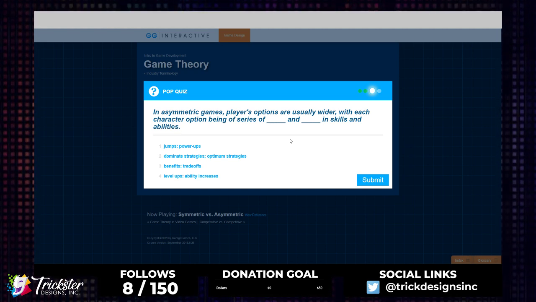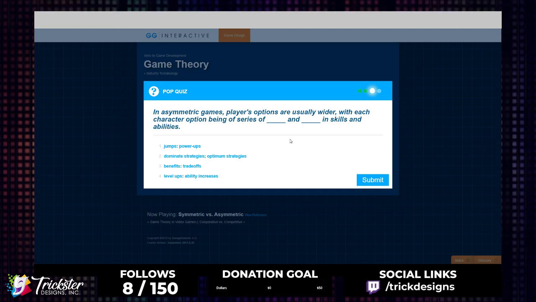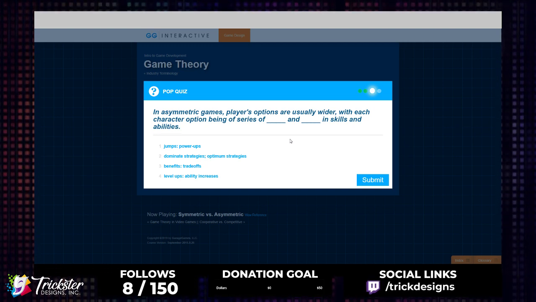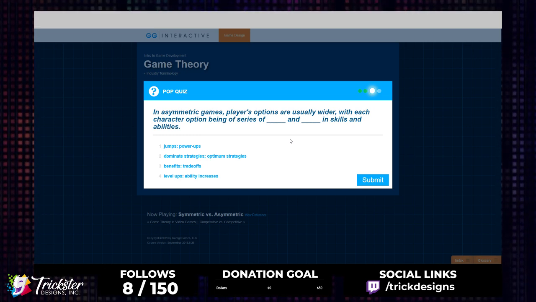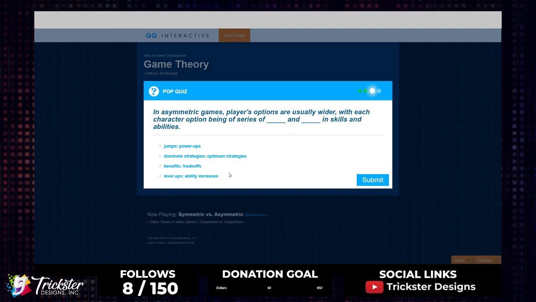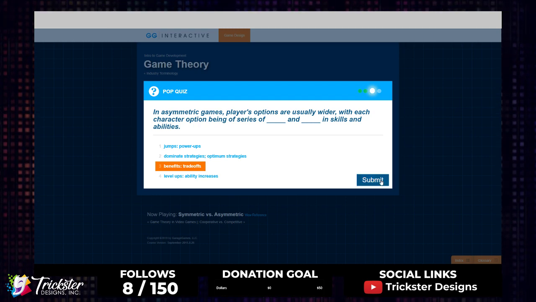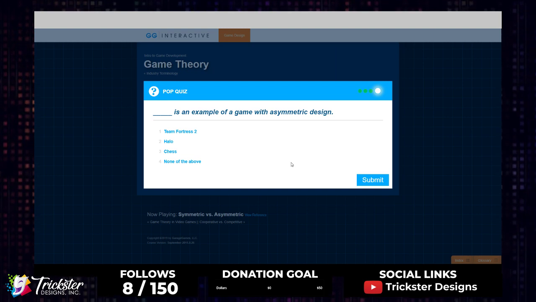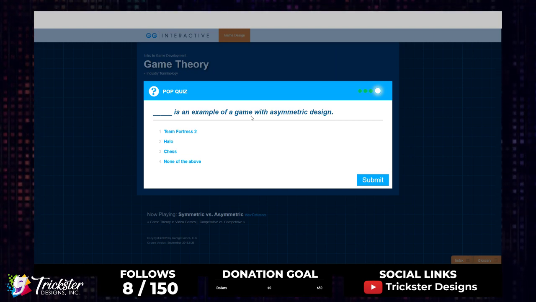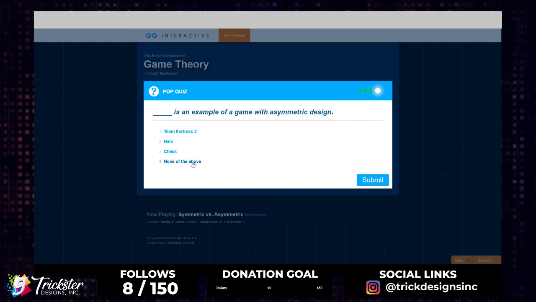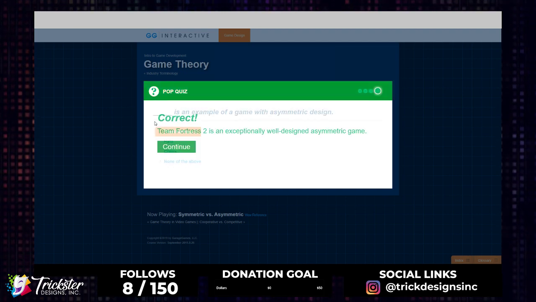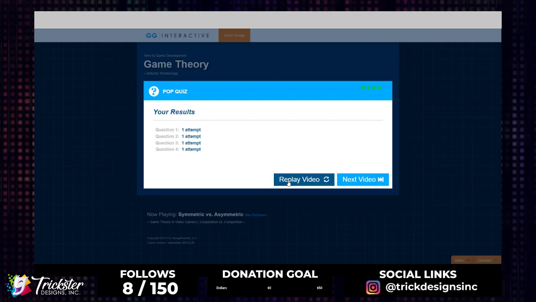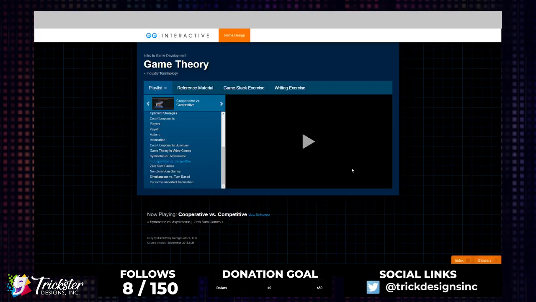In asymmetric games, player options are usually wider, with each character option being a series of blank and blank in skills and abilities. Benefits and trade-offs. Blank is an example of a game with an asymmetric design. Team Fortress 2. Yay, I got all right.